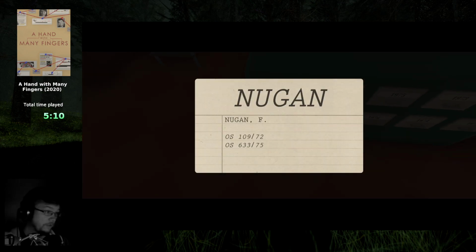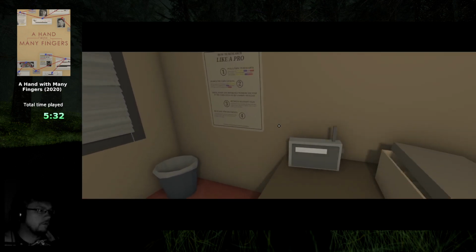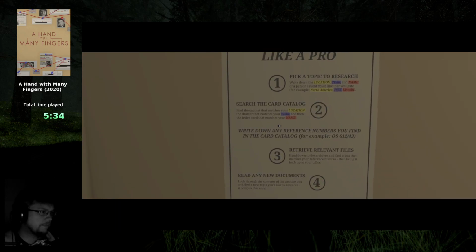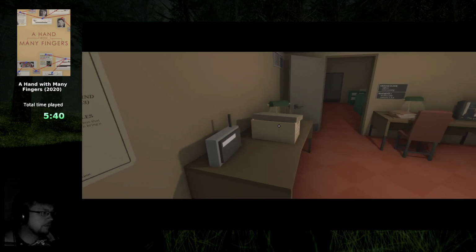Okay, and I guess this is what I need to write down. I feel like this probably could have been integrated into the game itself, but whatever. 109.72 and 633.75. Thank you. What do I do with that information? Head down to the archives and find a box that matches your reference number.